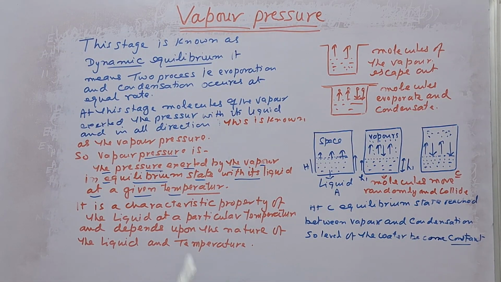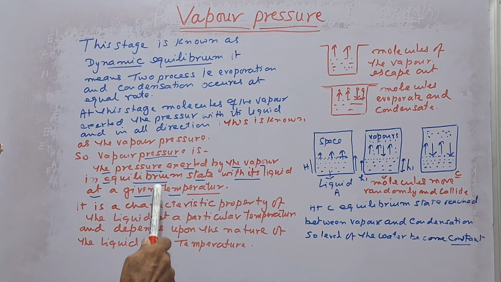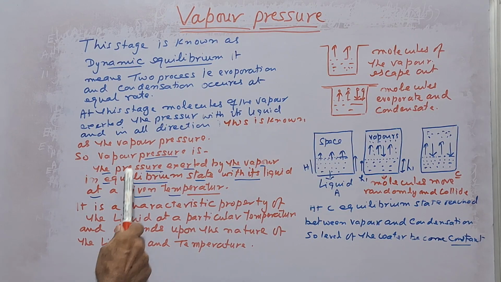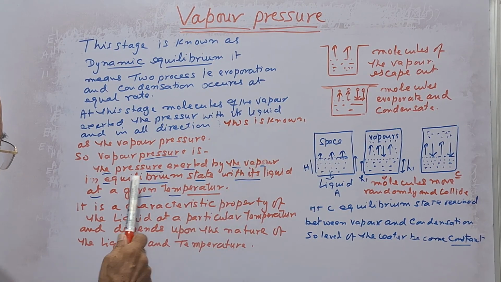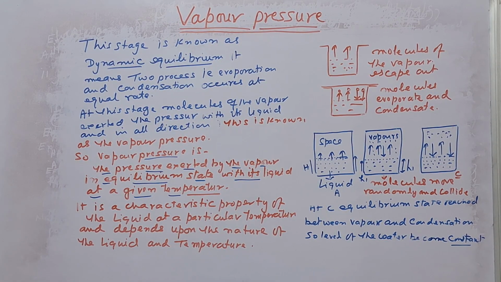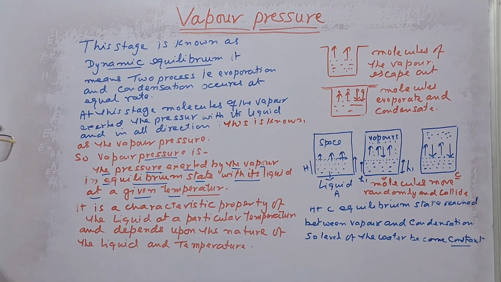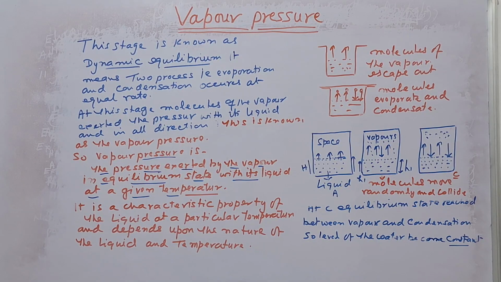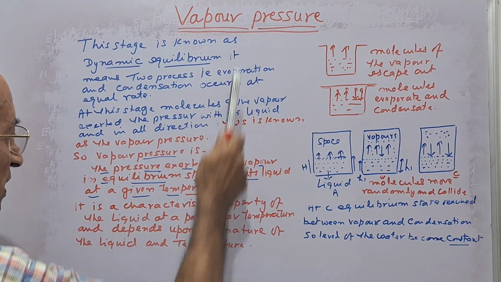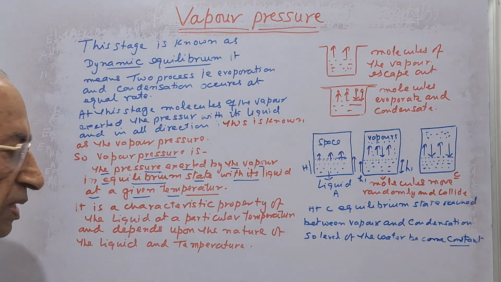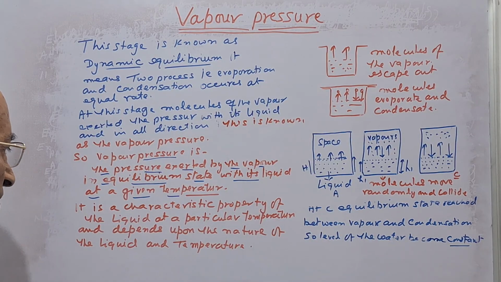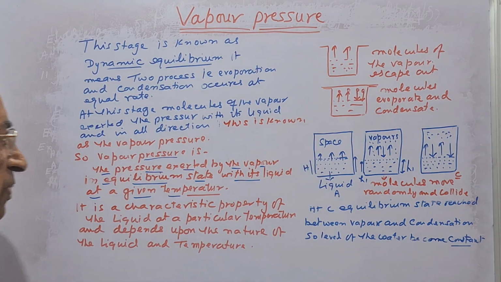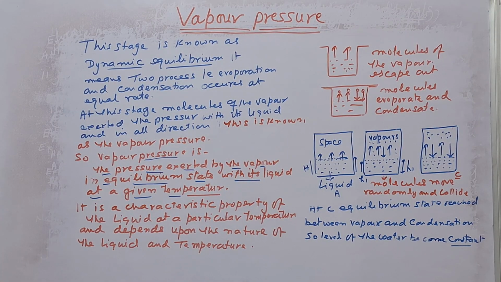Okay, now vapor pressure is defined as the pressure exerted by the vapor in equilibrium state with its liquid at a given temperature. This vapor pressure is a characteristic property of the liquid at a particular temperature, and it depends upon the nature of the liquid and the temperature. So this is all about vapor pressure.